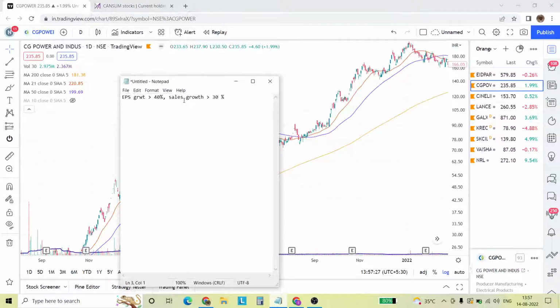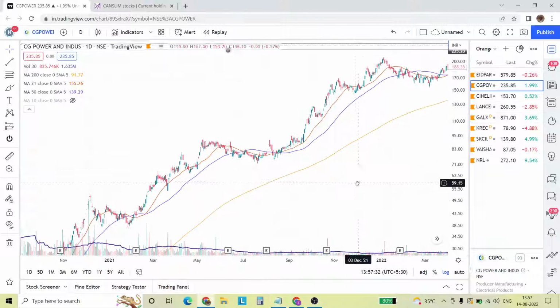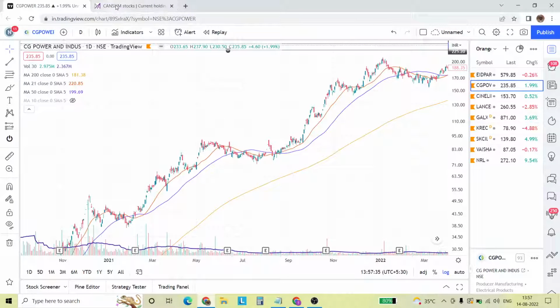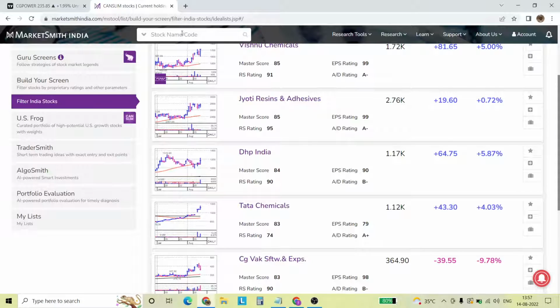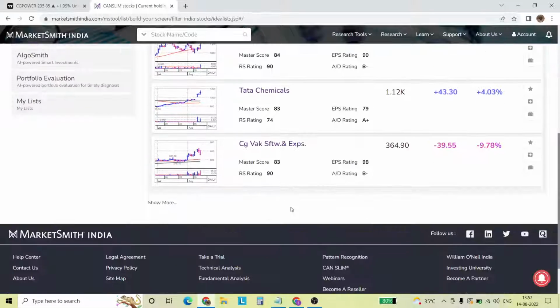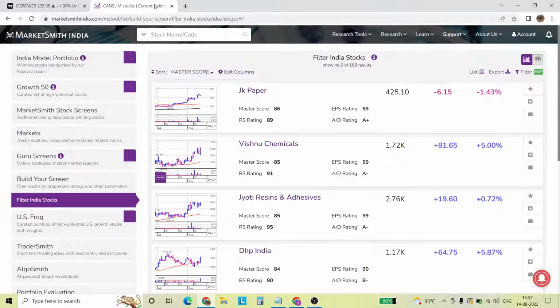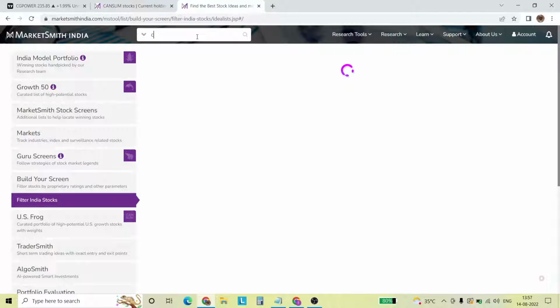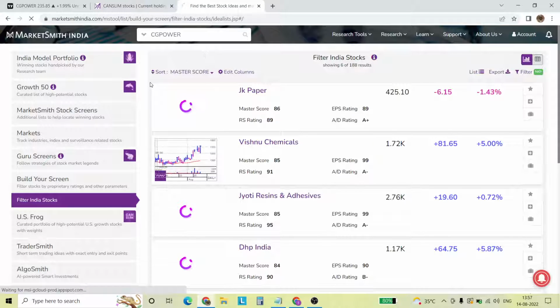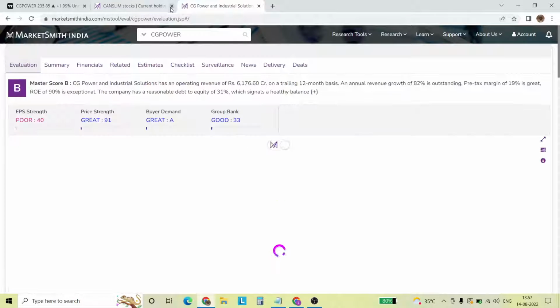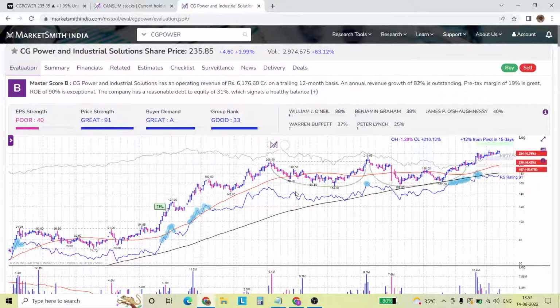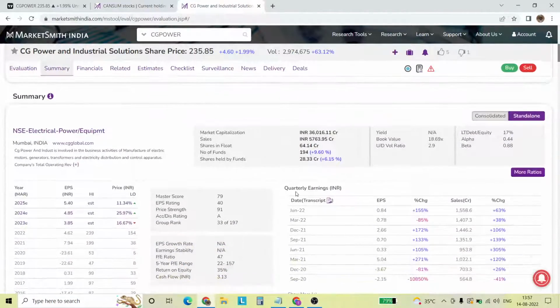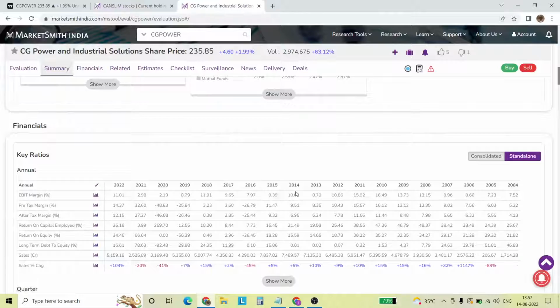So for that we look for this particular EPS growth. For example, if I take CG Power, let me show you. By the way, you guys can use any tool. There is screener.in, you can use that also if you don't have this tool. So if you see here, let me check.